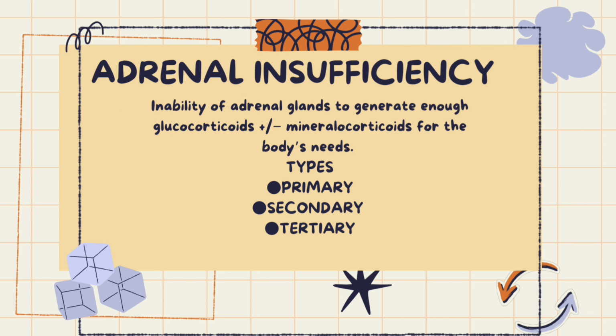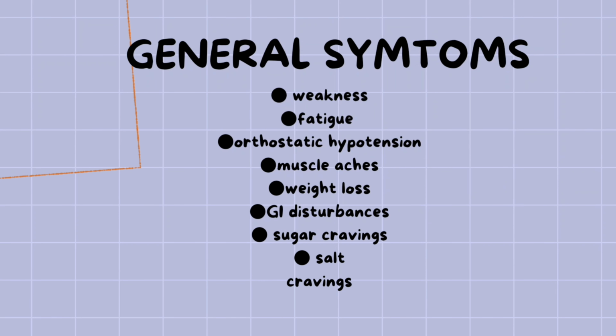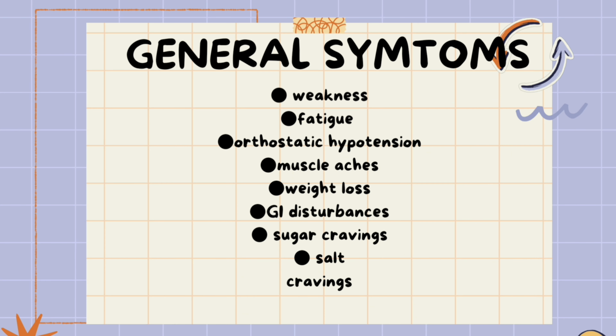Adrenal insufficiency. It is the inability of adrenal glands to generate enough glucocorticoids and mineralocorticoids for the body's needs. The glucocorticoids include cortisol, cortisone, and prednisone. The mineralocorticoid includes aldosterone. Types of adrenal insufficiency are primary, secondary, tertiary.